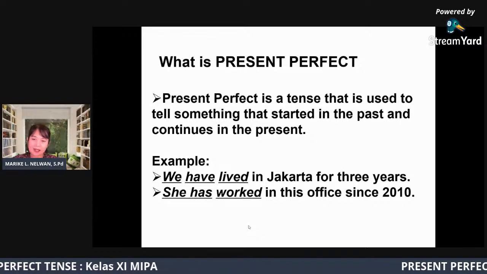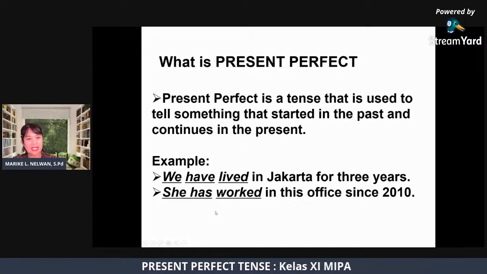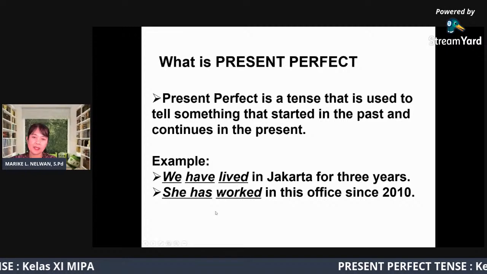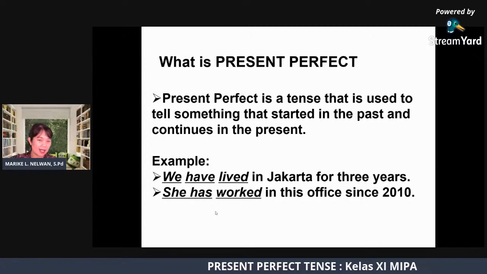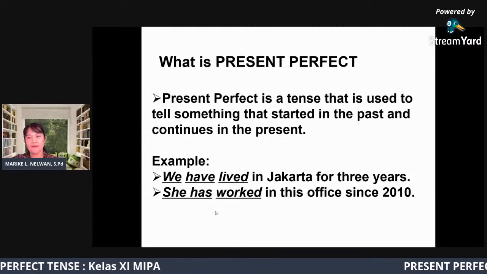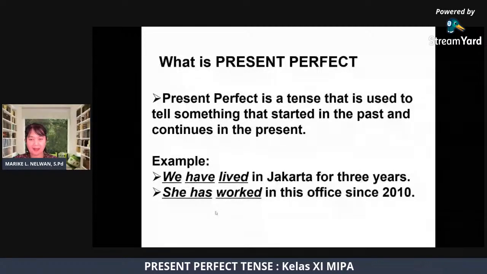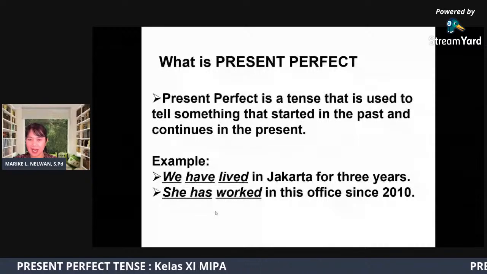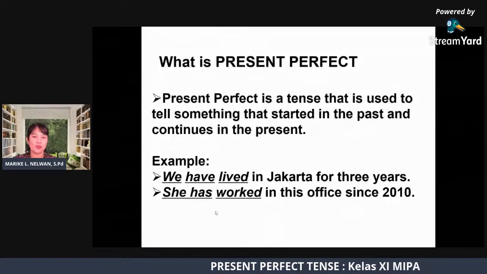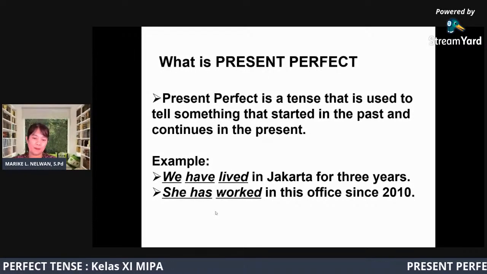Okay, the second example. She has worked in this office since 2010. Dia, perempuan, sudah bekerja di kantor ini sejak 2010. Jadi ketika kita mengatakan kalimat ini, dia masih bekerja di kantor ini. Dia bekerja dimulai pada tahun 2010 dan sampai sekarang dia masih bekerja di kantor tersebut.